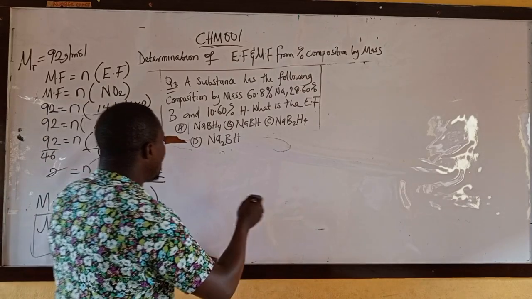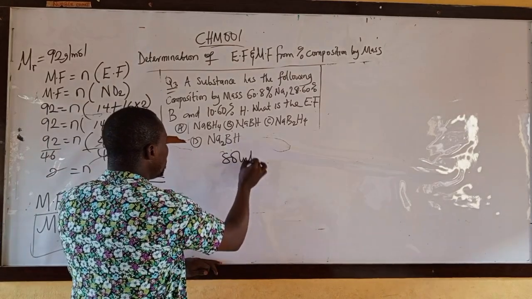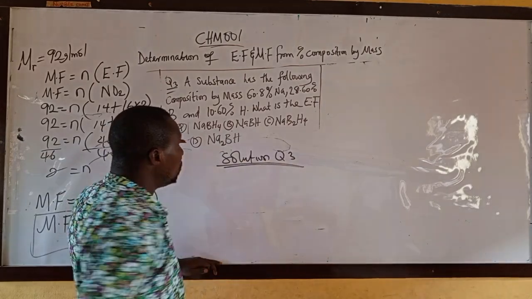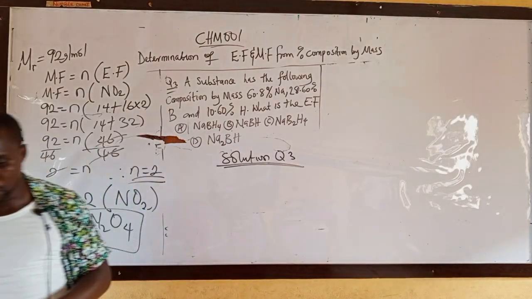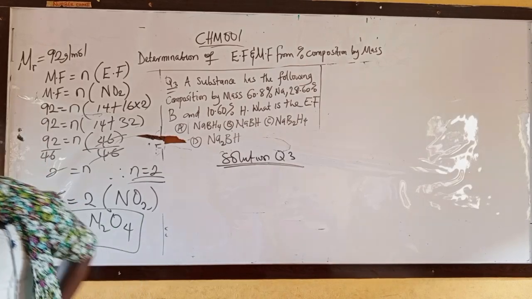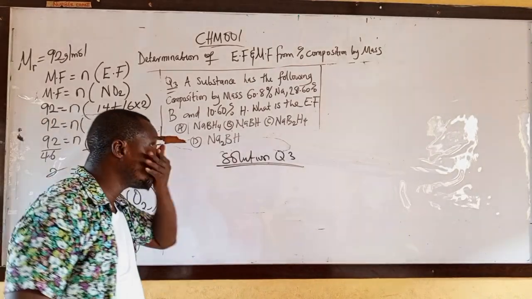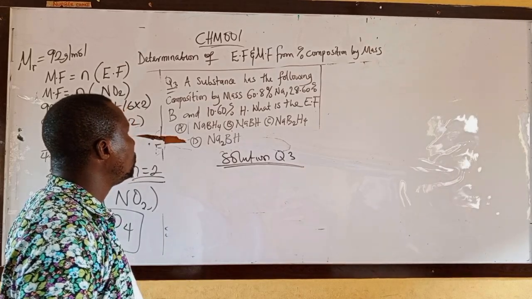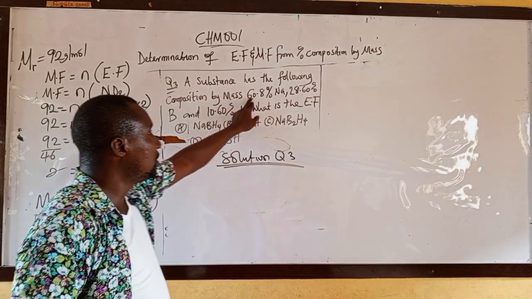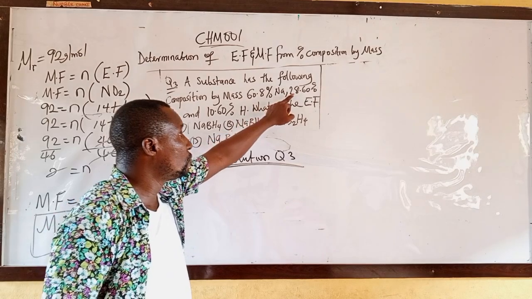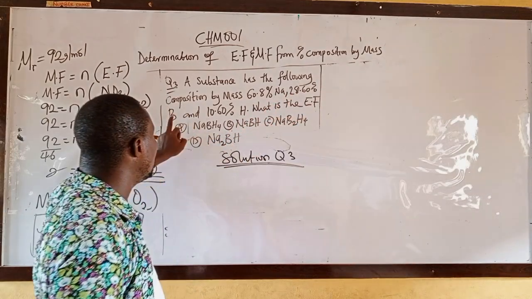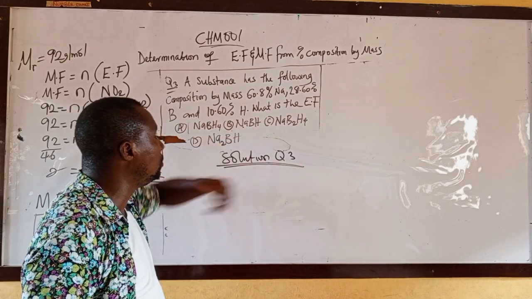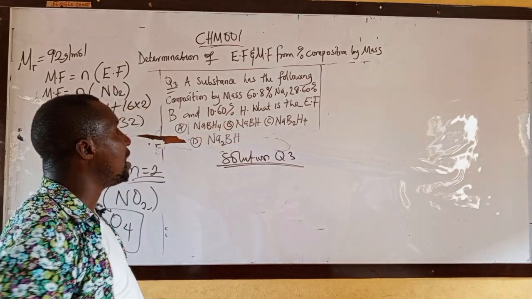Okay, let's look at this. Solution to question 3. What is the question? A substance has the following composition by mass: 60.8% of sodium, 28.60% of boron, and 10.60% of hydrogen. What is the empirical formula?